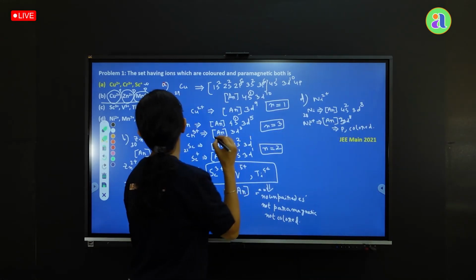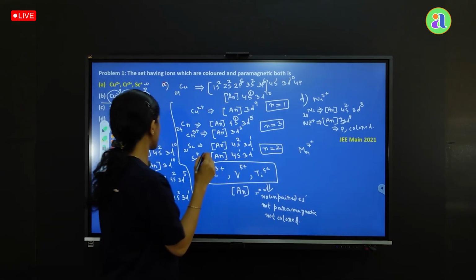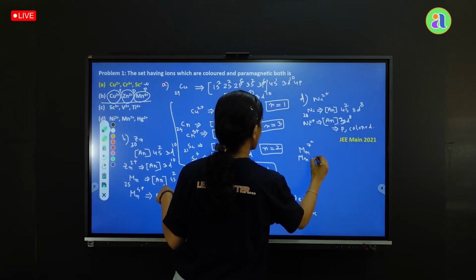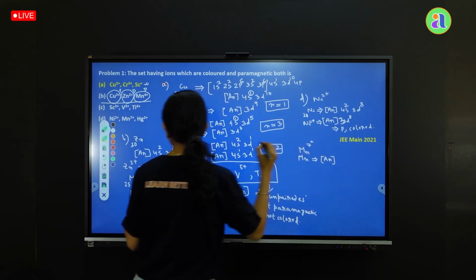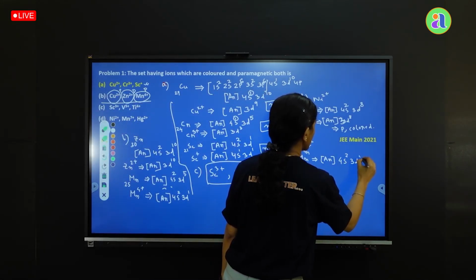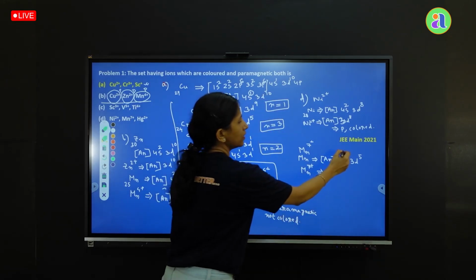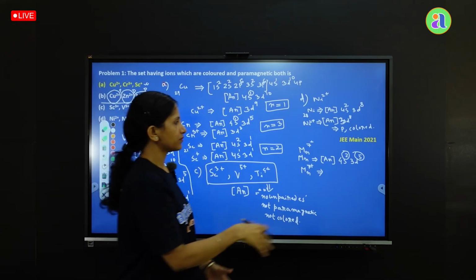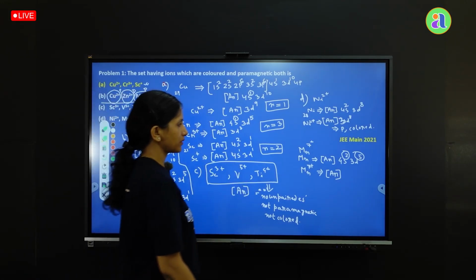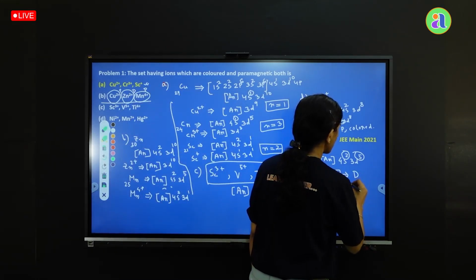Now let's check for manganese 7 plus. We have already checked that manganese is having the electronic configuration of argon 4s2 3d5. Now if you consider manganese 7 plus, all these 7 electrons from 4s and 3d orbitals will be removed and you will end up with the electronic configuration of argon for manganese 7 plus. So of course this is diamagnetic because it is not having any unpaired electrons, and it is non-colored.